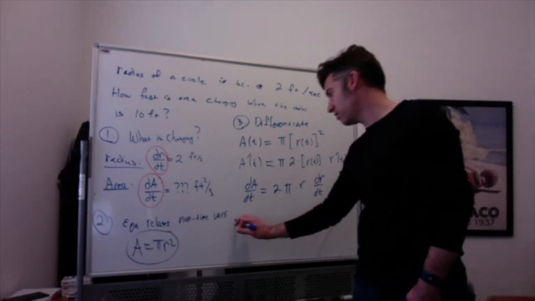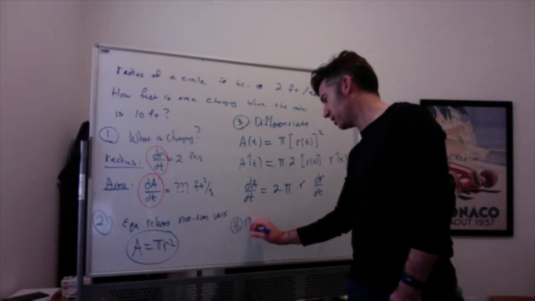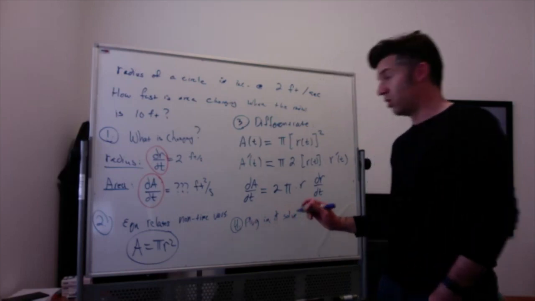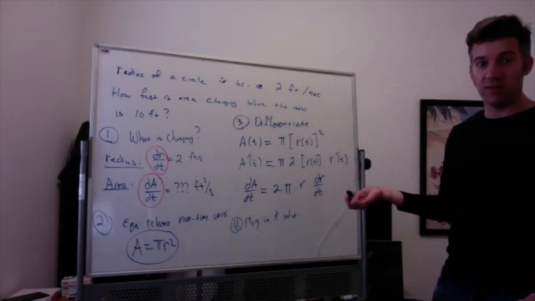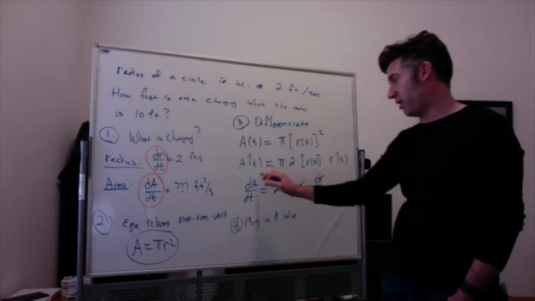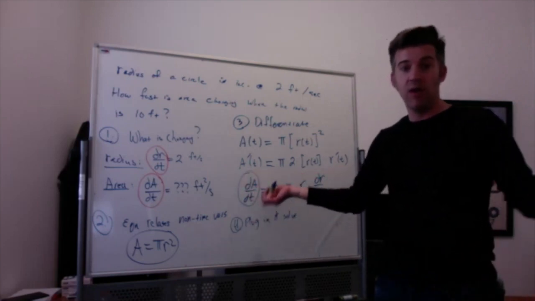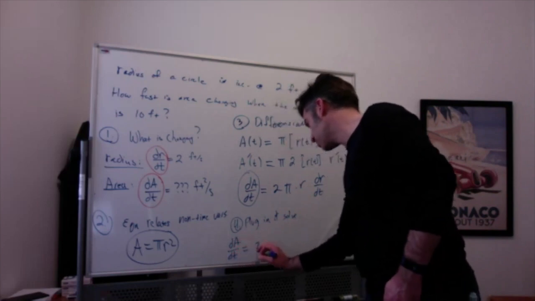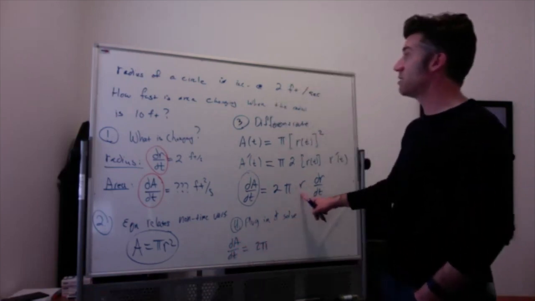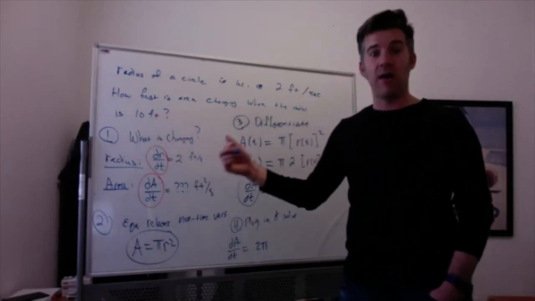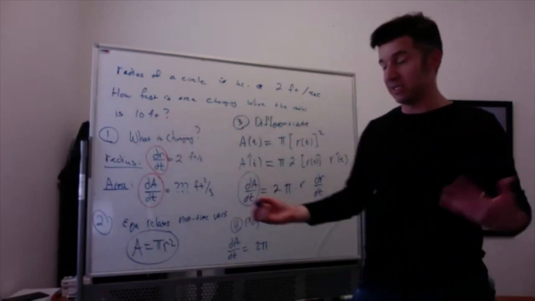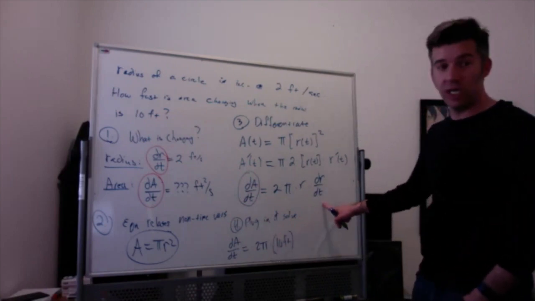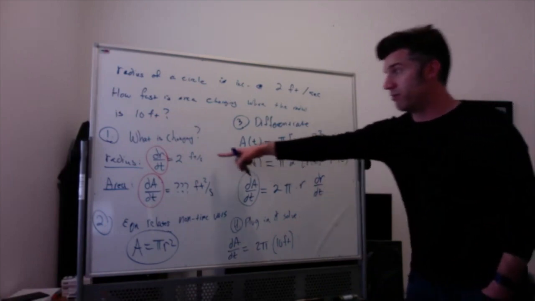And then finally, plug in and solve. We should normally be able to plug in for everything that we don't know and solve for the one thing that we're trying to find, which happens to be, luckily this time, all by itself. So I'm going to get dA dt equal to 2 pi times the radius, which is 10 feet, because they asked us how fast is the area increasing when the radius is 10 feet, times the rate of change of the radius, dr dt, which is 2 feet per second.